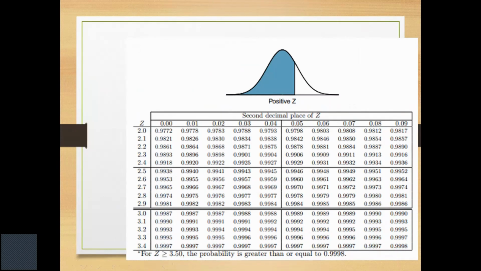We need, let's see, z is positive 2.81. Again, the second decimal is 0.01, so that puts us in this column. And we're going to be in the 2.8 line. So we come over here and we get 0.9975. So the probability of it being less than or equal to 2.81 is 0.9975. Okay. So that's what the table gives you, and that's what p-norm gets you.